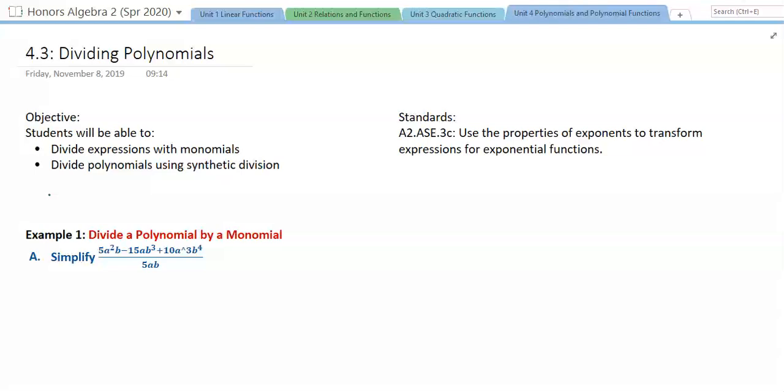We are looking at 4.3 today on dividing polynomials. Two objectives we're going to look at: being able to divide polynomials by monomials, and divide polynomials using synthetic division.